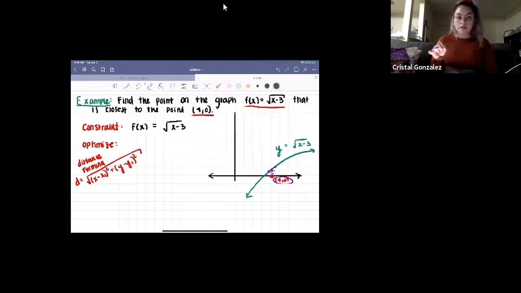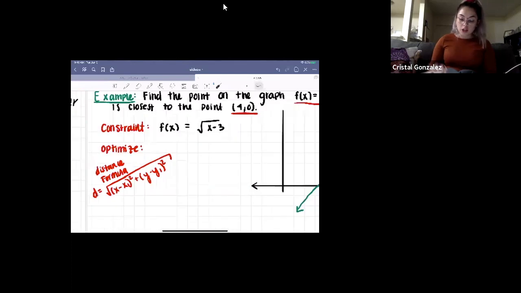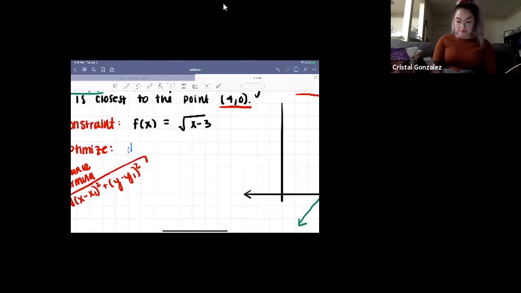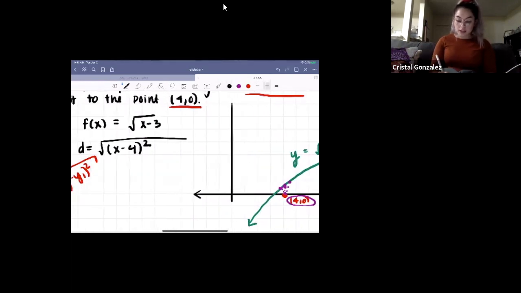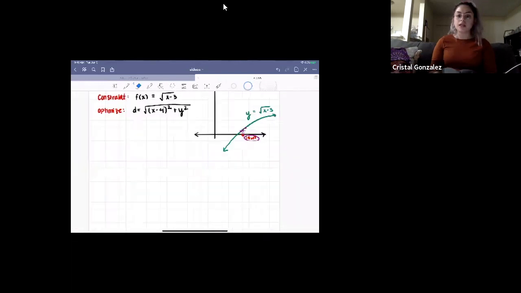And right now we're looking for the distance from a point here to this point here. So we're actually trying to minimize the distance. The distance formula we're trying to minimize is the square root of (x minus 4) all squared, because that's our point over here, plus y squared. So we're trying to minimize that. Okay, let me erase that distance for the minute. I just wanted you to see where that came from.